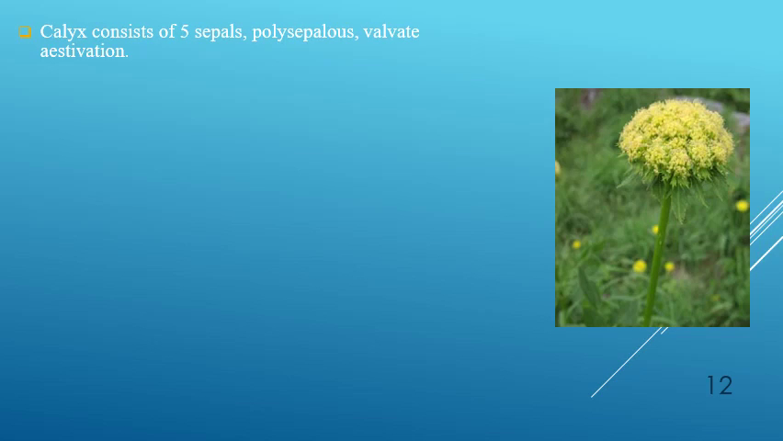The estivation, or the arrangement of sepals and petals with respect to one another in bud, is called estivation. So it exhibits a valvate estivation. It means the sepals and petals merely touch each other at their edges or margins. And the calyx is usually represented by 5 inconspicuous teeth.